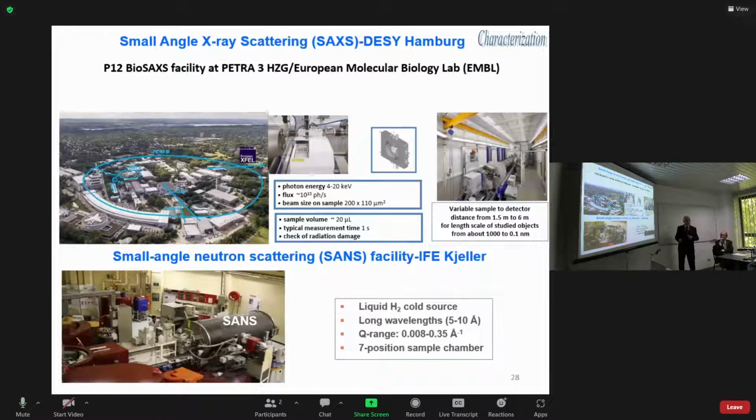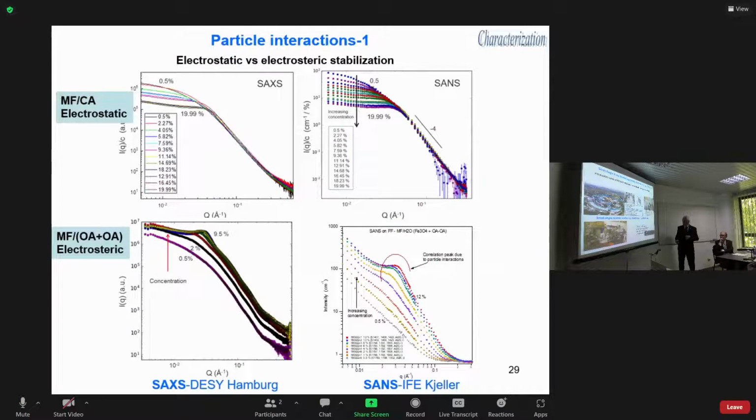The two kinds of scattering methods we used: first, the small angle X-ray scattering, which was done at DAISY, the Dutch Electron and Synchrotron, the Biosax facility, and the other one, the small angle neutron scattering, was done at the Institute for Energy Technology in Kjeller in Norway. Here is their small angle neutron scattering facility, and the result.